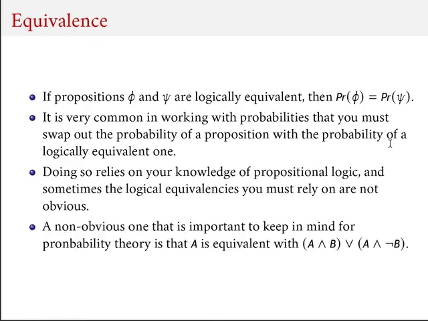to establish them. So for instance, one non-obvious logical equivalence that's very important to keep in mind for probability theory is that any sentence A is equivalent to this very complex sentence, A and B, or A and not B. So these two sentences, A, and A and B or A and not B, are logically equivalent. If you were to create a joint truth table for them, you would see that they always have the same truth value. So these, by this rule, must have the same probability.